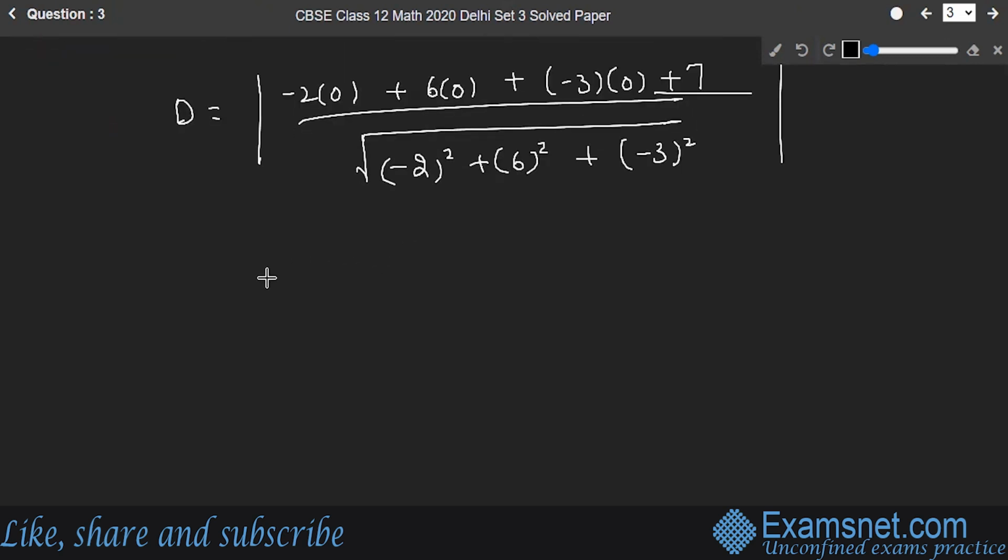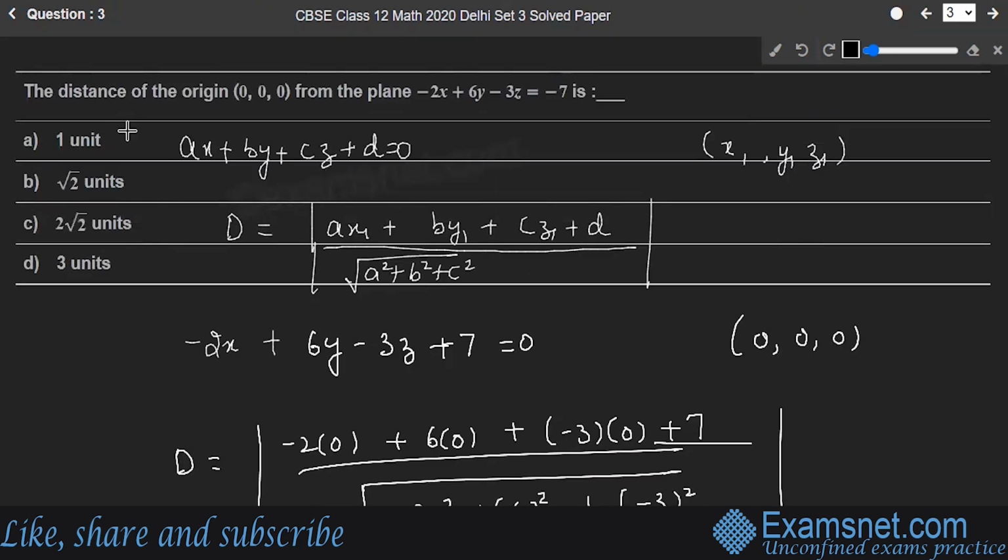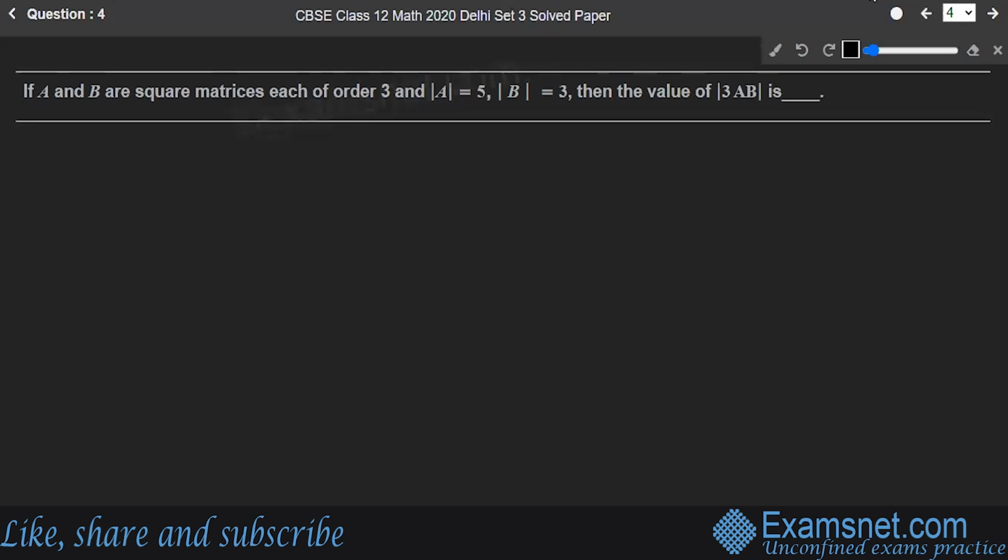So this will be equal to 7 upon root of 4 plus 36 plus 9, which is equal to 7 upon root of 49, that is equal to 1. Because root of 49 is 7, this is equal to 1. We have taken the mod; of course, the distance is always positive. That means you have option A as your correct answer. Hope you got that. Let's move to the next question.